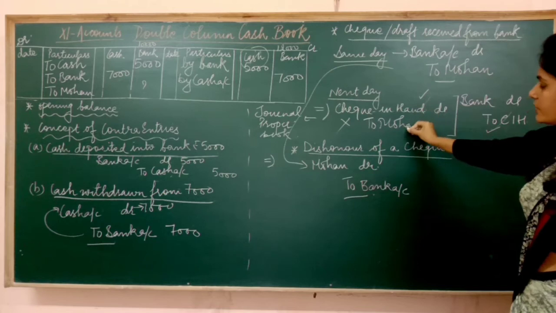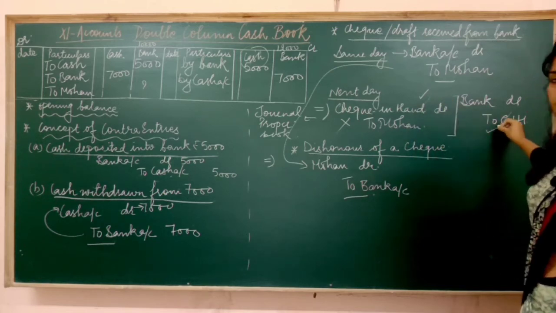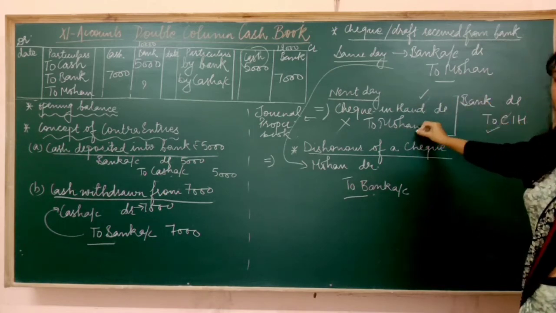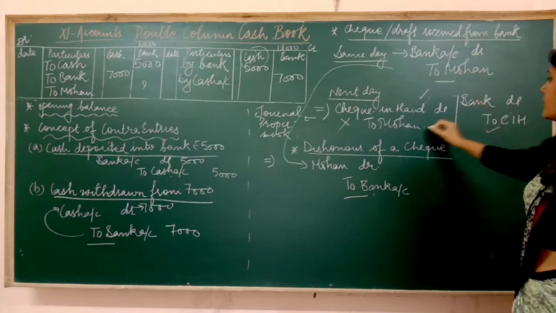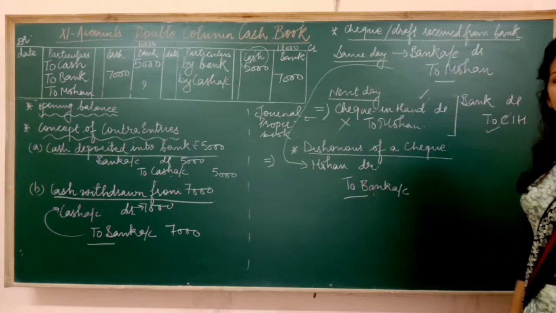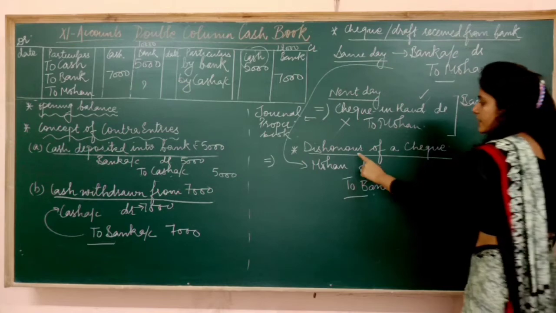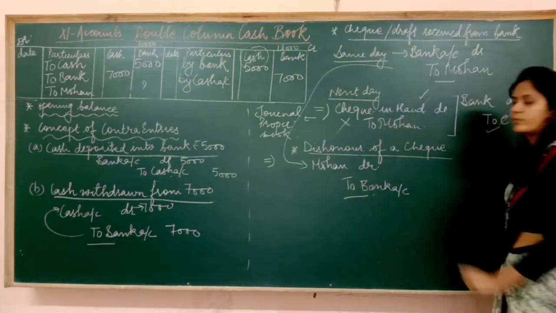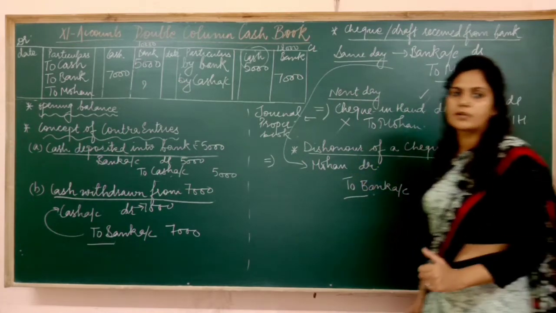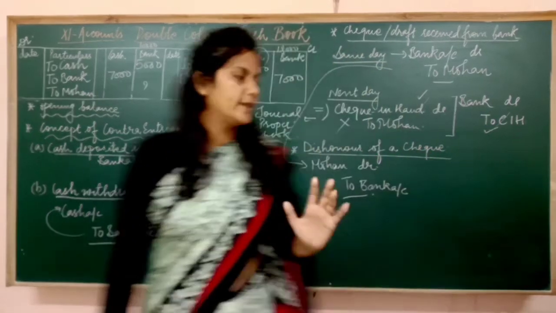अगर मैं दोनों एंट्री में से इन चेक्स इन हैंड को कैंसिल कर दूं तो बचता क्या है? बैंक और मोहन, जिसमें से बैंक डेबिट है, मोहन क्रेडिट है. It means in this case also, if the check gets dishonored, then also the entry will remain the same, that is Mohan's account debited to bank account.